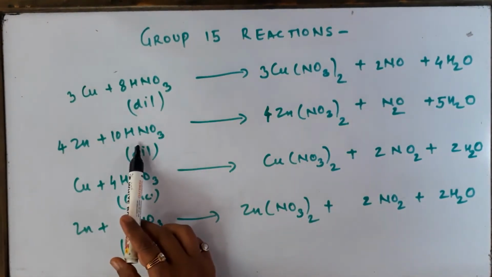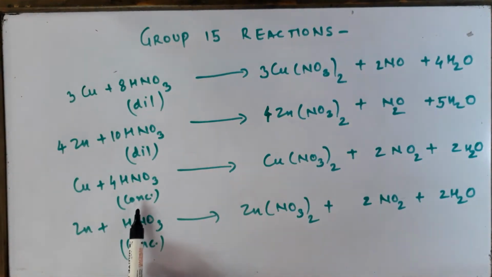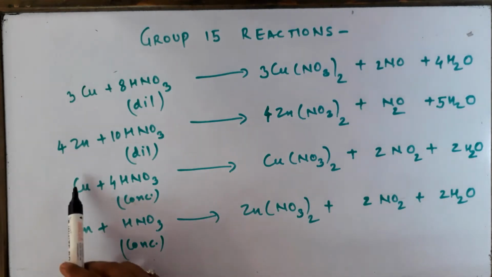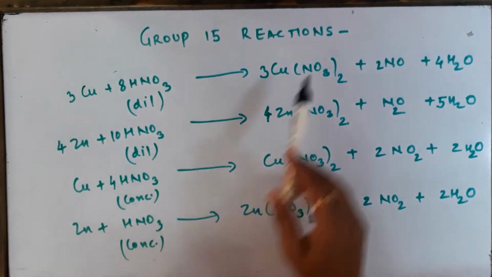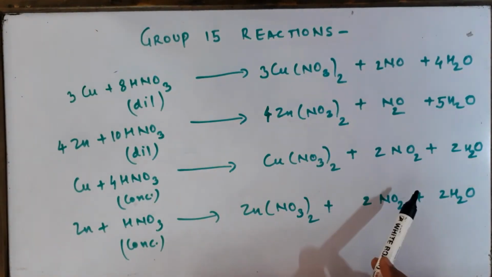Zinc reacts with dilute HNO3, you will get a salt, zinc nitrate. Copper reacts with concentrated HNO3, again you will get the same salt. Again zinc reacts with concentrated HNO3, you will get the same salt. So if the metals react with dilute or concentrated, the products are going to be the same metallic salt, but the byproducts will be different.